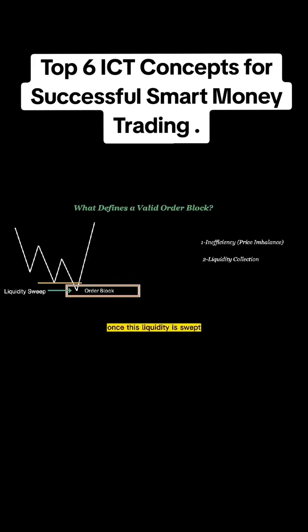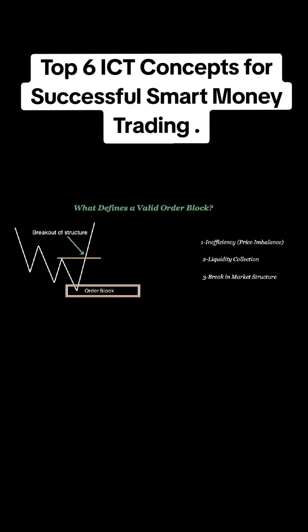Once this liquidity is swept, the market moves aggressively in the intended direction, and the origin of this move is what we identify as the order block. The final and perhaps most important criterion for a valid order block is that it must cause a break in market structure. This is what differentiates a regular supply or demand zone from an order block.